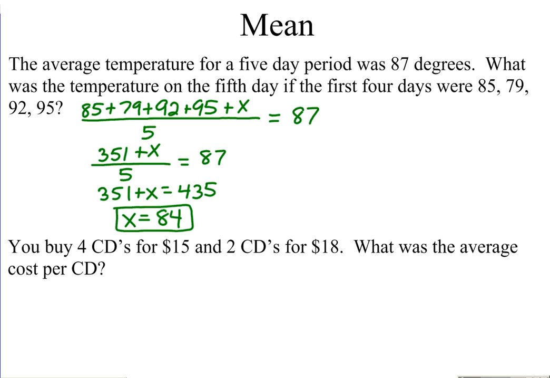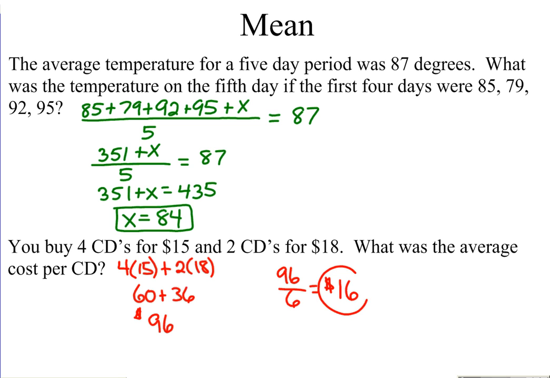and divide that then by 6. So 4 of the CDs cost $15. 2 of the CDs cost $18. And we want to find the average cost for all 6. 4 times 15 is 60. 60 plus 36 means that we spent $96 total on the 6 CDs. So now I can take 96, divide by 6, and we get, on average, we spent $16 on each CD.